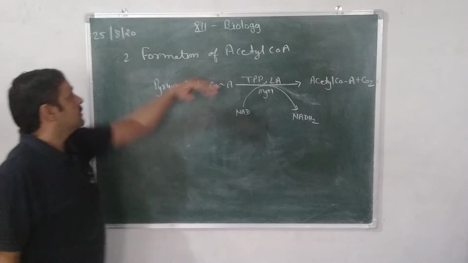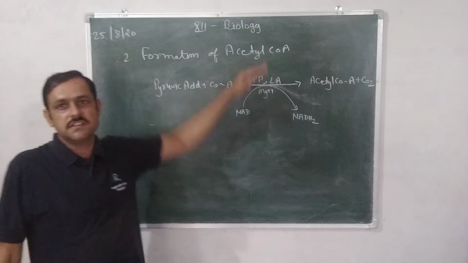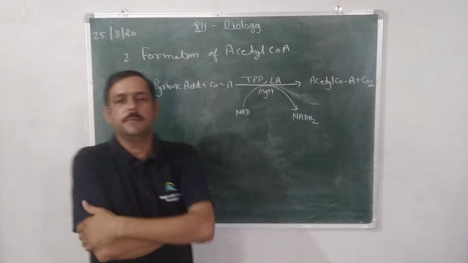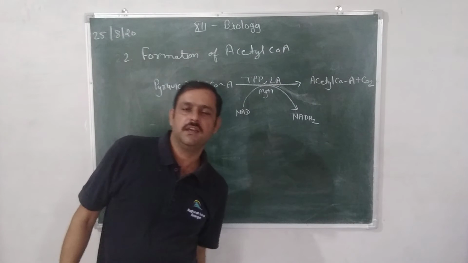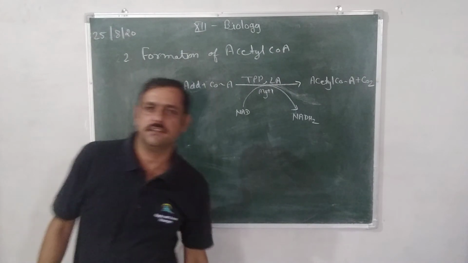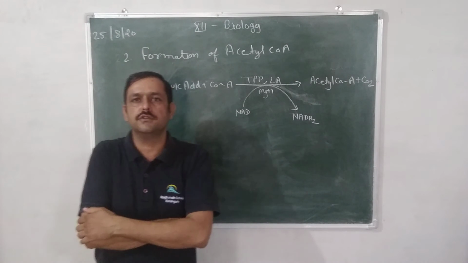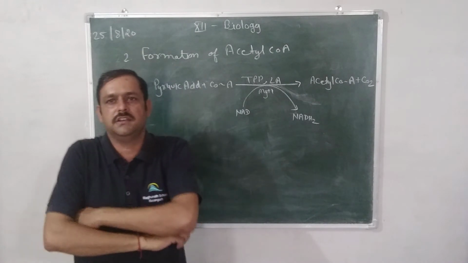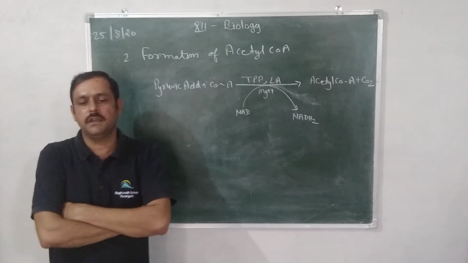Today's topic is formation of acetyl coenzyme A. This is the second step of the mechanism of respiration. We studied glycolysis earlier. In glycolysis, from one molecule of glucose, two molecules of pyruvic acid are formed. Then what is the fate of pyruvic acid?